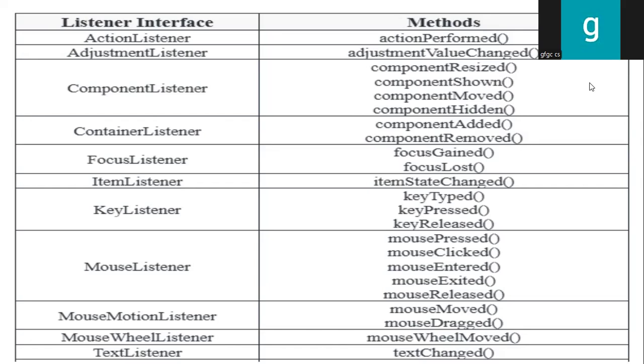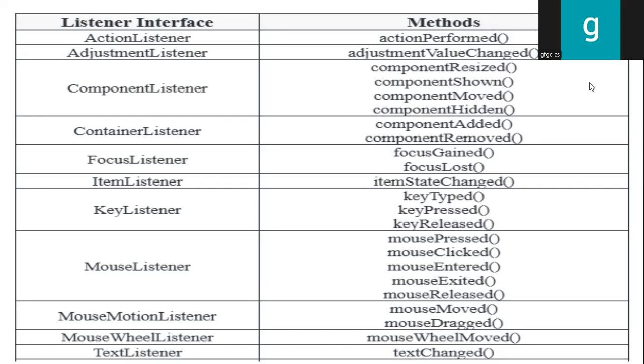Here we have five different methods. The first one is mousePressed, then mouseClicked, then mouseEntered, then mouseExited, and mouseReleased. The next listener class is mouse motion listener. For that there are only two methods: the first one is mouseMoved, and the second one is mouseDragged.